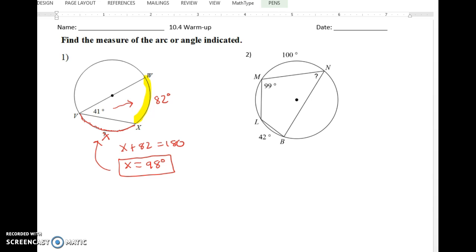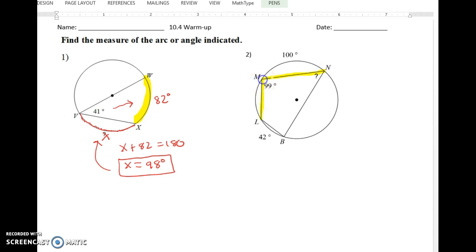Problem number two is probably the trickiest type of problem that you're going to see in section 10.4. In this problem, if you're really not sure what to do, because you have this 100 degrees here, you have 42 degrees here, you're trying to find this angle here, there's a lot going on. When you're not sure what to do, the first thing that you should do is highlight the angle that you're given.